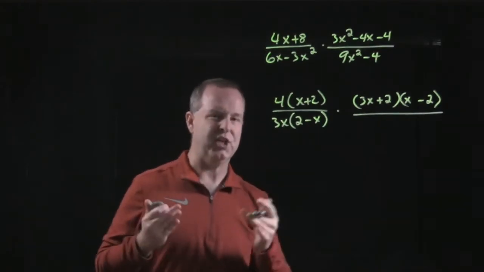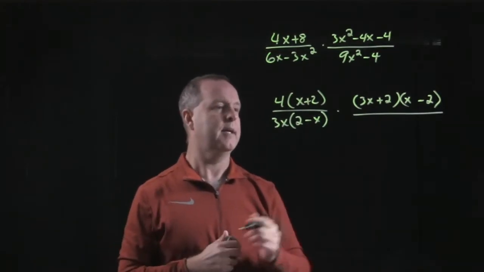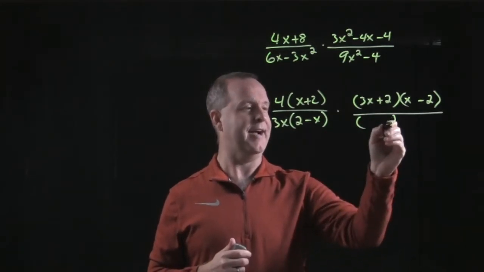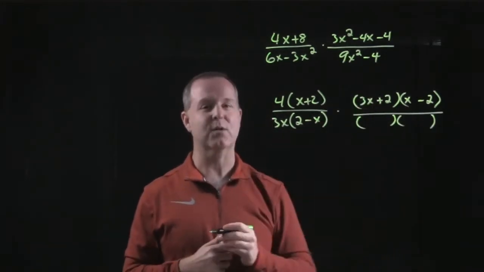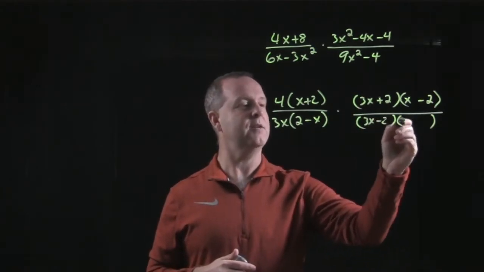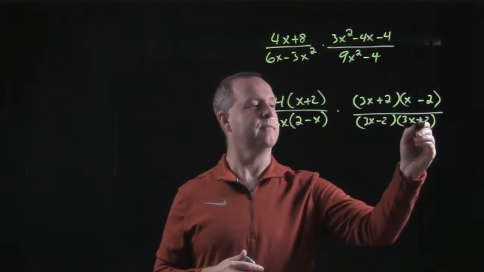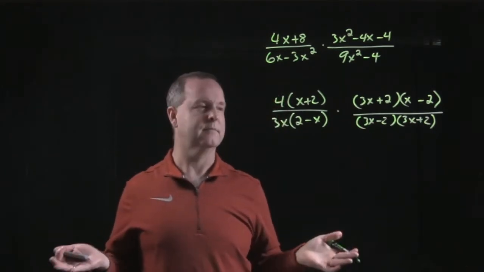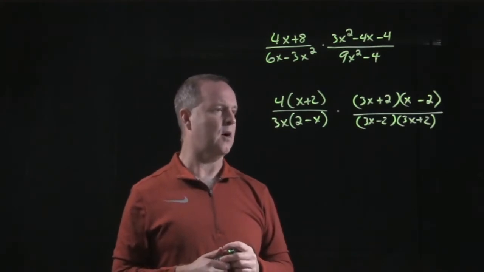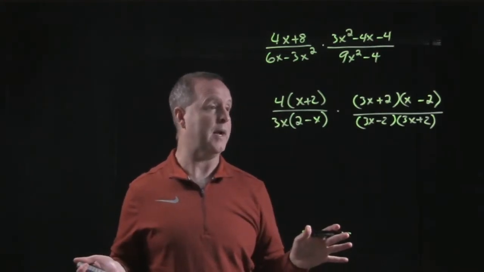So I just did a back check there just to make sure I was working right. And then on this bottom one, yeah, some of you guys saw it. 9x squared minus 4, yep. That's a 3x minus 2 and a 3x plus 2. Difference of two squares. Love that. Factoring things.